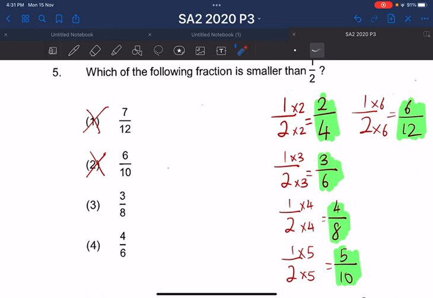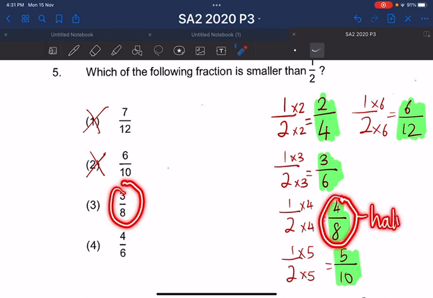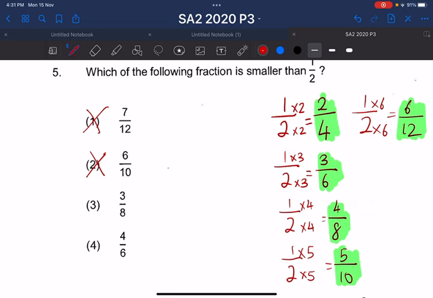Now the next one, 3/8. 3/8, we compare it against the other 8, which is 4/8. Now 4/8 is our halves, right? Now 3/8 and 4/8. 4/8 is our halves. So 3/8, is it smaller than our halves over here? Yes, it is. So 3/8 will be the one that we are looking out for.